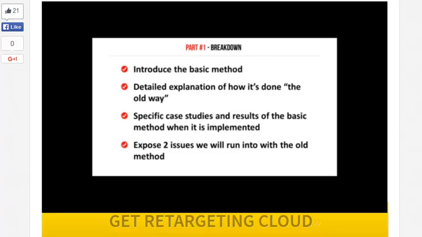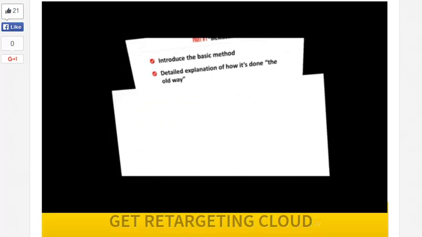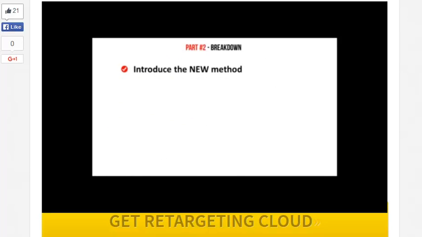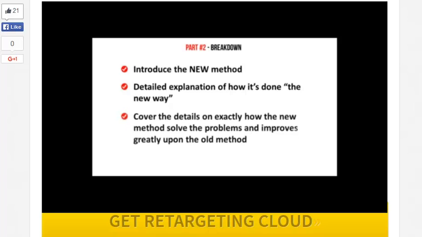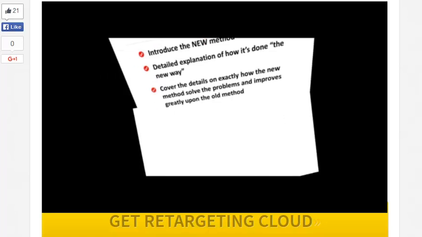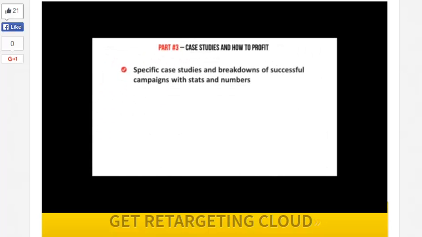And this is what happened with us, right? We were using this method. It was working pretty well, but we noticed right away there were two really big problems. And so we went to work to try to solve those two problems. So that's where John's going to come on. He's going to introduce the new method. He's going to show how we're doing it the new way and how we've solved those two problems that we ran up against and really started to just hit a grand slam.